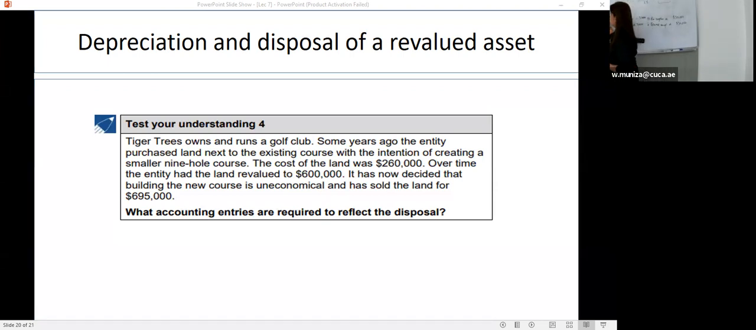Okay, we are going to see it later. The second accounting entry is to de-recognize the accumulated depreciation. Is there any accumulated depreciation? No accumulated depreciation. Third accounting entry to de-recognize its revaluation surplus. So what are we going to do? Debit revaluation surplus account, credit retained earnings account. Is it?